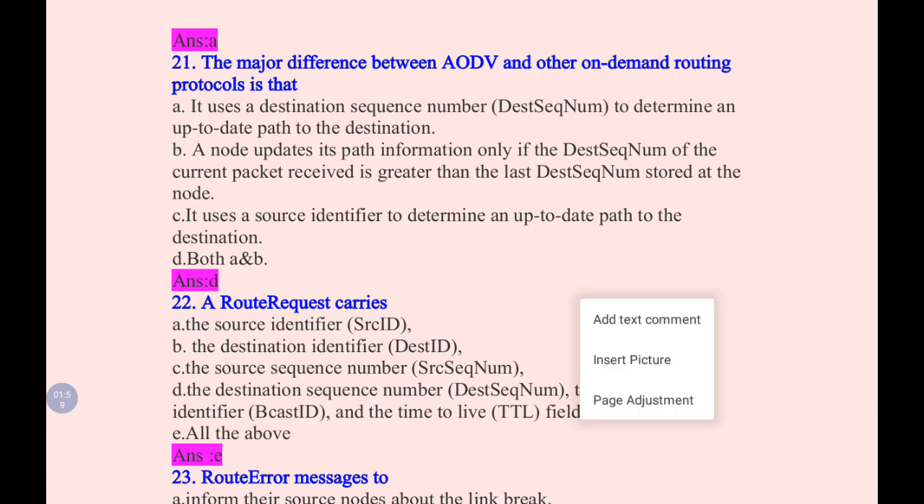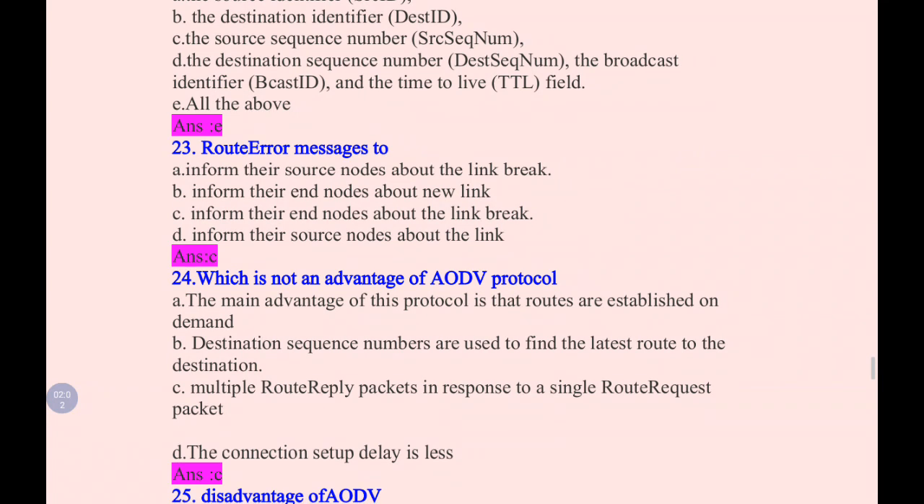Okay, and next question is question number 23, the route error messages to. First choice is inform their source node about the link break. Route error, this is about route error. Inform their end nodes about new link. Inform their end nodes about the link break. Inform their source node about the link. Actually the route error messages, what they are doing is they inform their end nodes about the link break. Okay, so that is the correct answer. It is not the source node, end node. So they inform the end nodes about the link break.